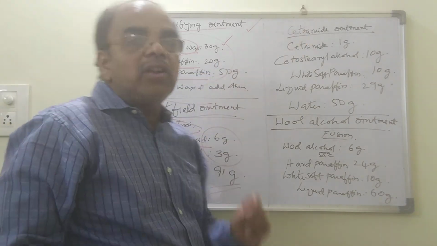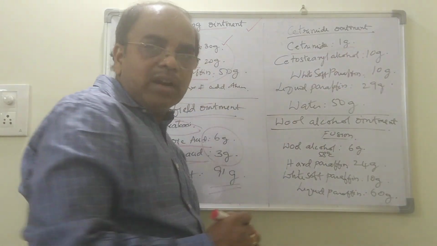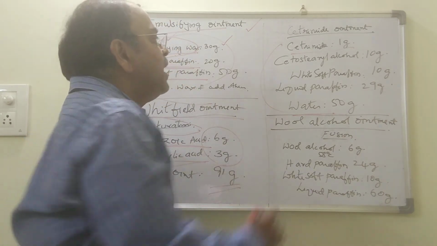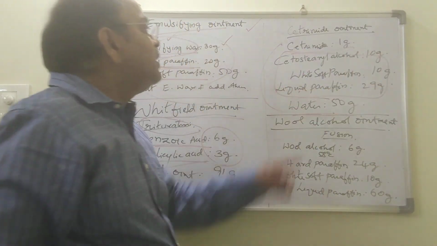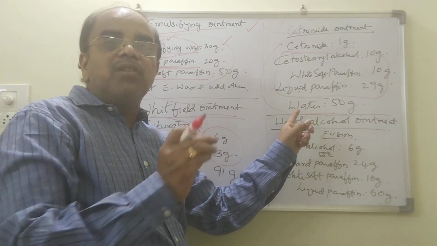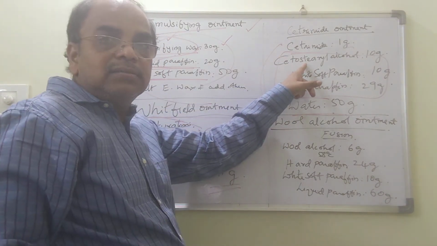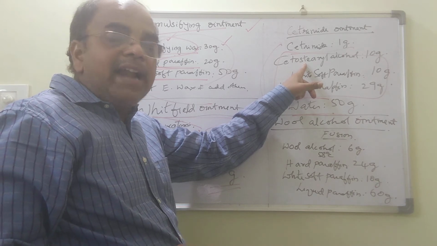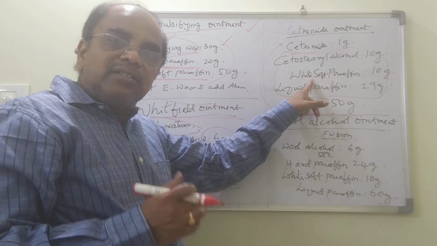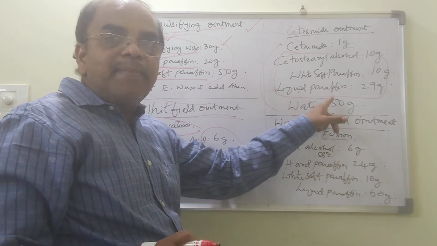Next one, cetrimide ointment. Here the principle is a little different. Cetrimide is a water soluble quaternary ammonium compound, and water, these two separately and these three separately. Dissolve cetrimide in water, heat to a high temperature around 60 to 70. Right? Now you take the cetostearyl alcohol, start heating, melting, and you add the white soft paraffin, mix it together, it is also melting. To this molten mass which is at high temperature, you add the liquid paraffin.